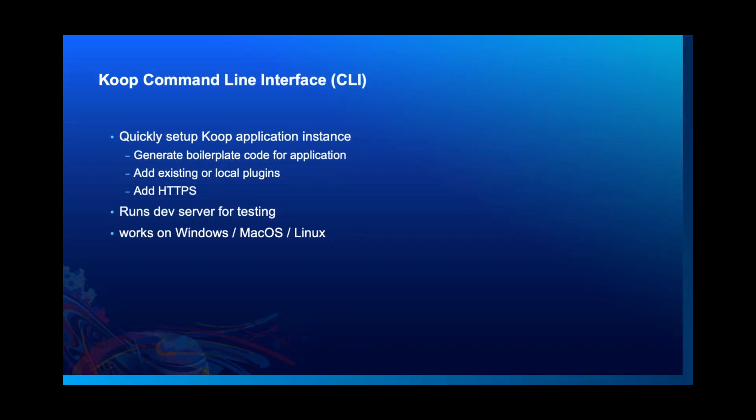Let's talk about the Koop command line interface. So what is this? The Koop command line interface is a tool for quickly setting up Koop application instances. And it essentially generates boilerplate code for the application. You can use it to add existing or local plugins to the Koop instance, and you can now actually use it to add HTTPS. If you're interested in using it to add HTTPS, you should go to our github.io page. There's a recent blog post on adding HTTPS to your Koop instance.